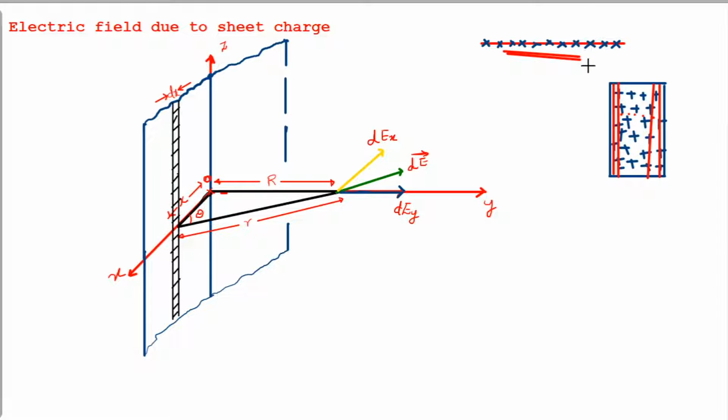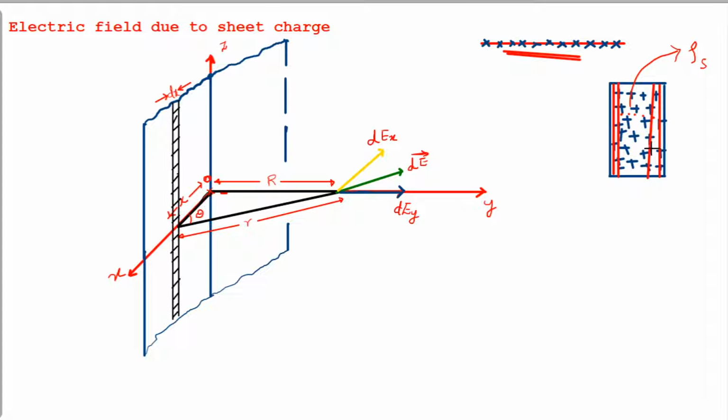What am I trying to say? A line charge is visualized as point charges put together, and a sheet charge will be visualized as line charges put together. Hope that is very clear. Nice. So if the charge density of the sheet charge is rho s, the surface charge density, because this is a surface, right? A sheet charge is a surface.